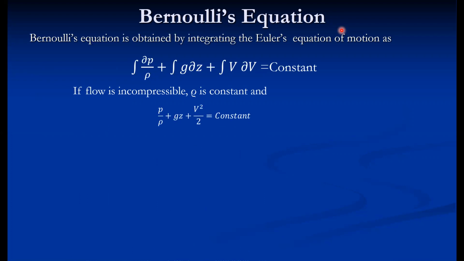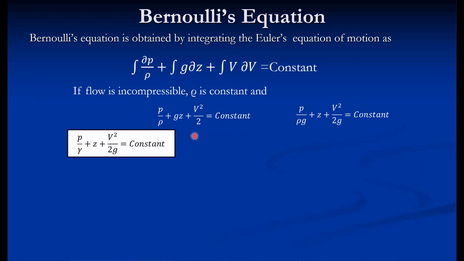So after integration, we get p by rho, that is integration of dp is p, integration of dz is z, and integration of v dv is v square by 2, that is equal to constant. So this is one form of Bernoulli's equation. If we divide both sides by g, we get p by rho g plus z plus v square by 2g, that is equal to constant.